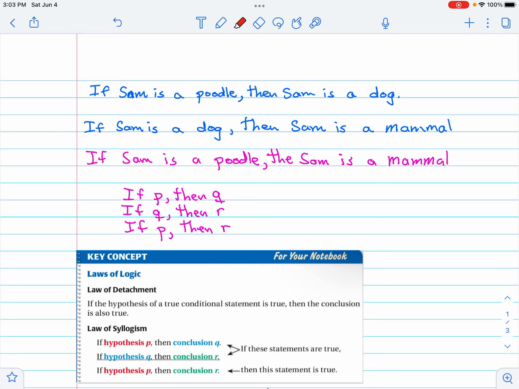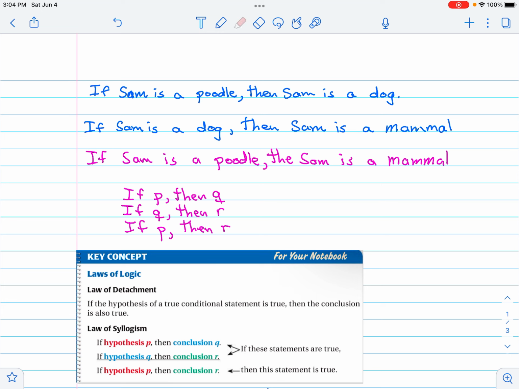Okay, we're going to look now at a couple of laws of logic. The first, law of detachment, and the next, law of syllogism. Now, I think you're going to find these make really good common sense. First of all, the law of detachment.